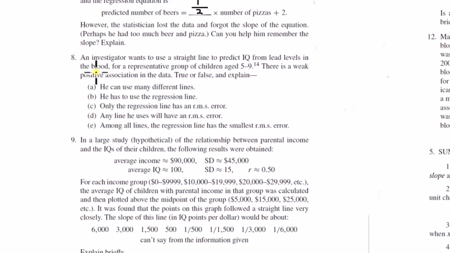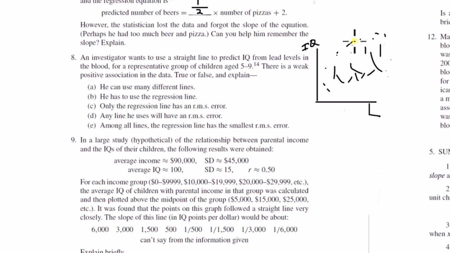All right, so let's make sure we have this straight. We want to use a straight line to predict IQ from lead levels. For these children aged 5 to 9, there's this weak positive association. So maybe something like that, right? True or false and explain. So, okay. And let's put the point of averages here.